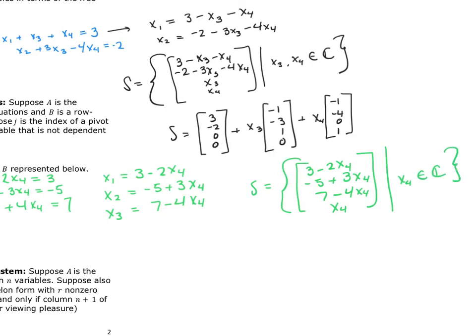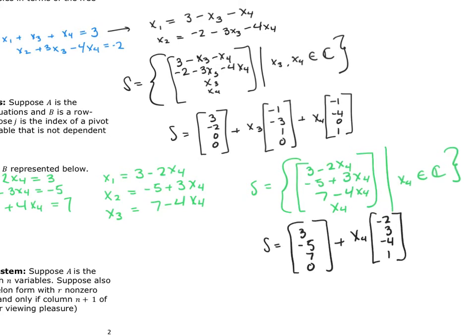And as before, I can write it as I did before. So S is equal to, my first column vector will be all the constants, which is 3, negative 5, 7, and 0. Plus, this time I'll have an x sub 4, one free variable. So now I pull off the coefficients off that, which is negative 2, 3, negative 4, and 1. And so I can represent my solution set this way as well.